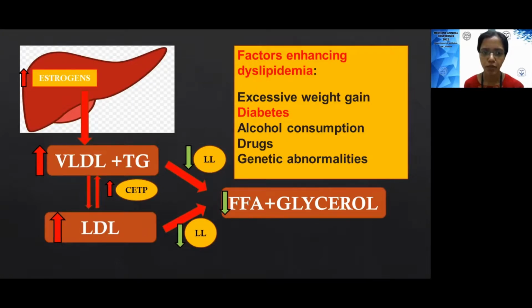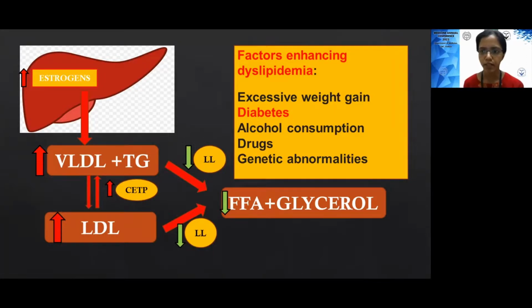Because of high estrogens, there is increased output of VLDL and triglyceride from the liver, and because of increased activity of cholesterol ester transfer protein, there is increased conversion of VLDL and triglyceride to LDL. Further, there is decreased lipoprotein lipase action. Therefore, the breakdown of VLDL and LDL is decreased. So, the serum levels of VLDL and LDL rise.